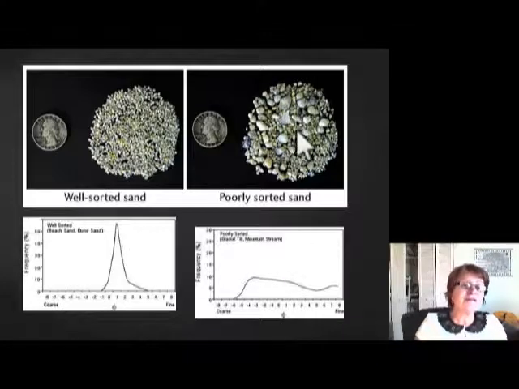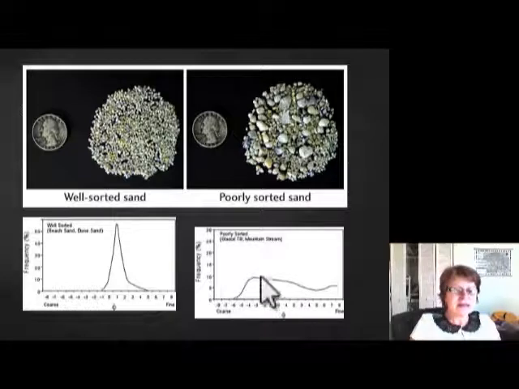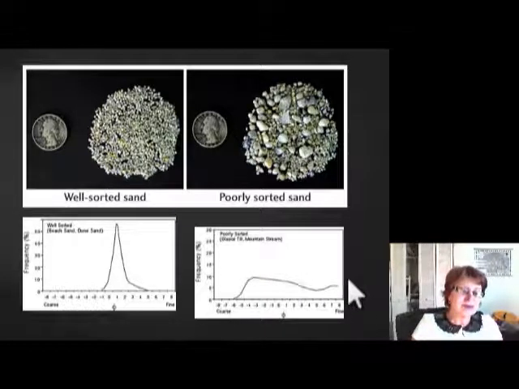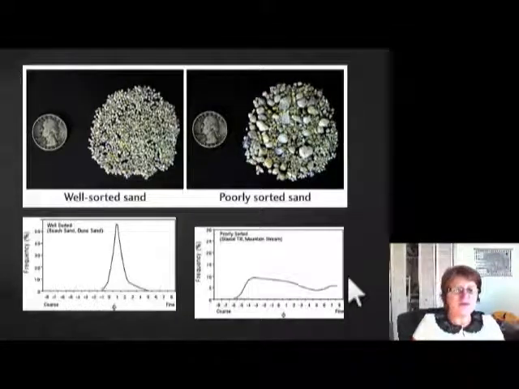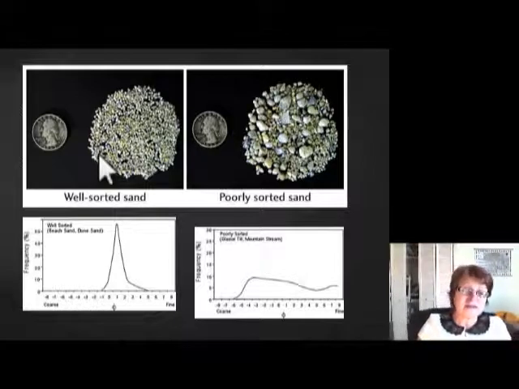On the other hand, if you have a very poorly sorted sediment, then it's going to be like this. That just means that each grain size is represented, and it's not that much. Either one of them is not that much. So that is a big difference between poorly sorted and very well sorted sediment.